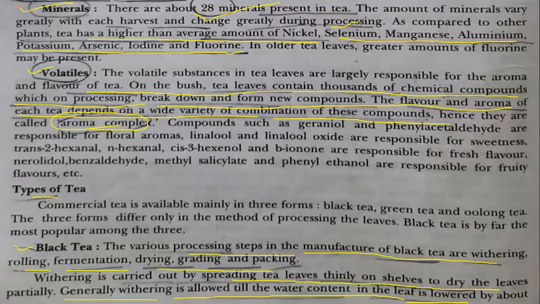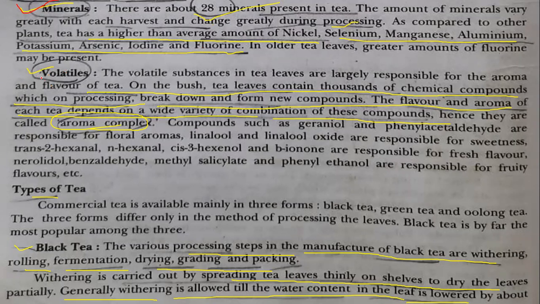Then minerals are also there. About 28 minerals are present in the tea. The amount of minerals varies greatly with each harvest and changes greatly during processing. As compared to other plants, the tea has a higher than average amount of nickel, selenium, manganese, aluminum, potassium, arsenic, iodine, and fluorine. In older tea leaves, a greater amount of fluorine may be present.